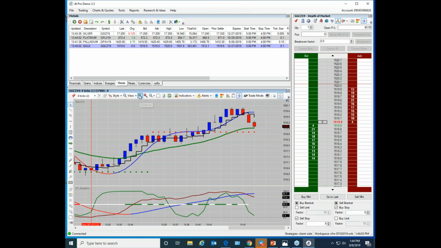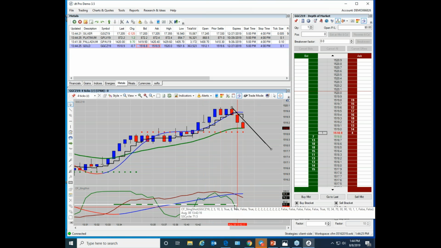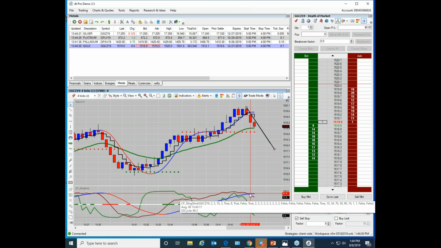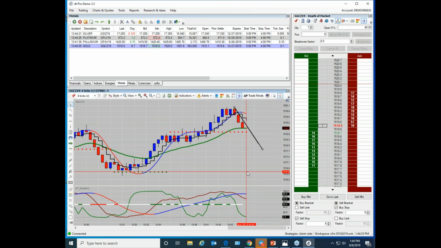Let's draw the trend line together. I engage the trend line by left clicking here, finding the top, left clicking, and dragging the line down. So with an up close, the cycle is blue, and we have space, right? The cycle is blue, it's all the same color. Don't have a blue candle yet.